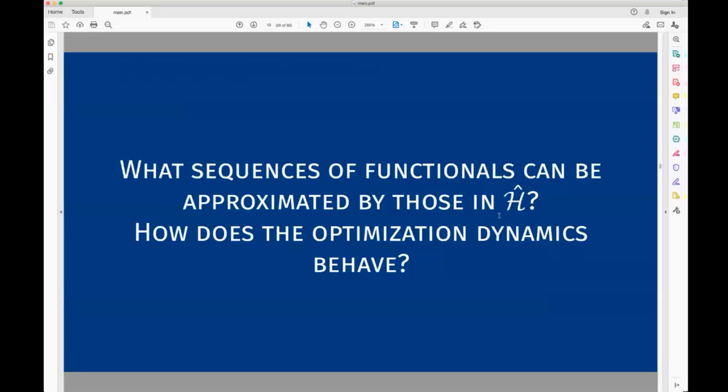Okay, are there any questions on the setting of the linear RNN space? Please feel free to interrupt me if you have any questions.